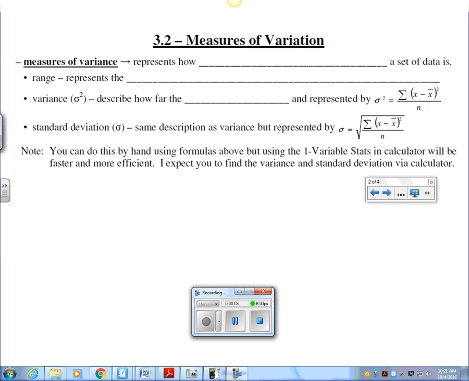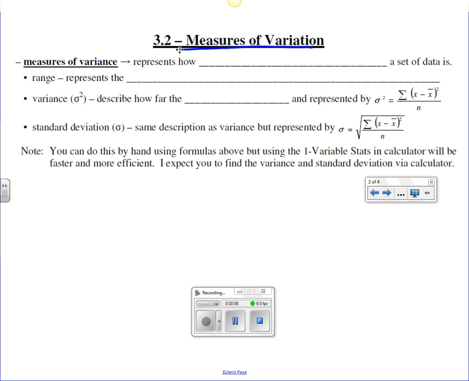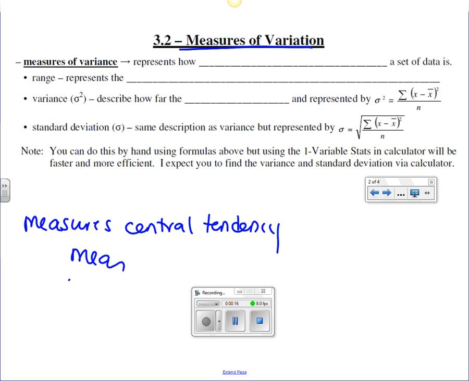Okay, today we are doing measures of variation. Yesterday we did measures of central tendency. You don't need to write this down. But what did that mean, measures of central tendency? Mean, median, and mode. Good.